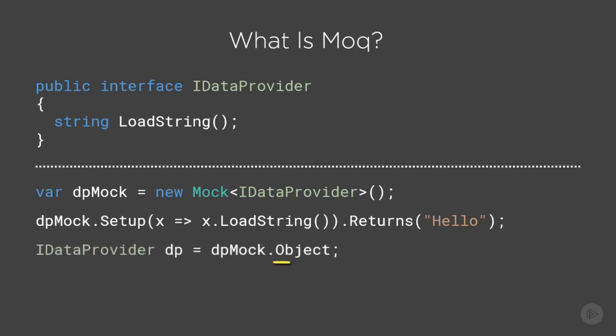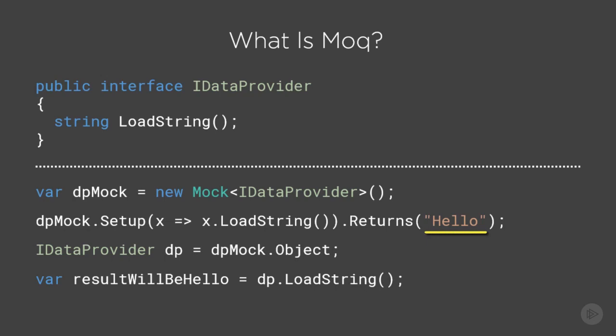With the Object property of the mock object, you get an IDataProvider instance. Behind the scenes, the Moq library creates a dynamic proxy that implements the IDataProvider interface. So you have a real IDataProvider instance, and on that instance, you can call the LoadString method. And the result will be, in this case, the string Hello that we have defined above.